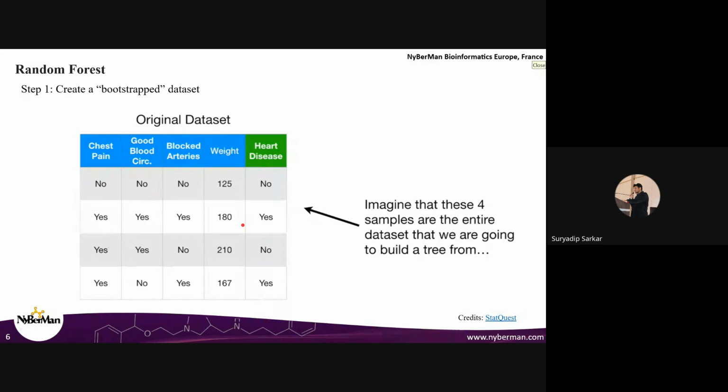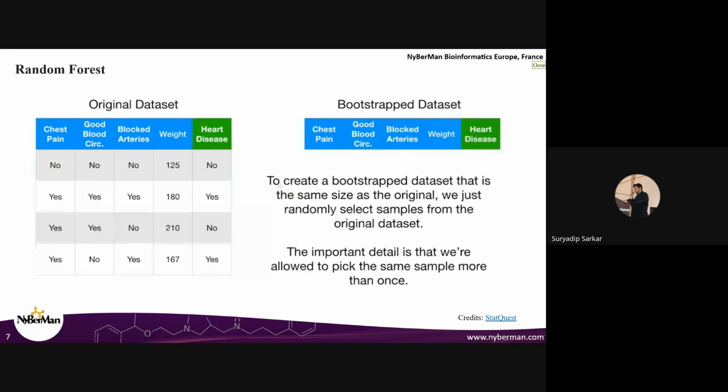Okay. So the first step when we are creating a random forest is to create something called a bootstrapped dataset. Okay, so we will first understand what is this bootstrap dataset and how we actually create it. So for the sake of this example, again, imagine that we only have these four samples. Okay, it will be easier for us to work through the example. So let us imagine that there are only four samples here.